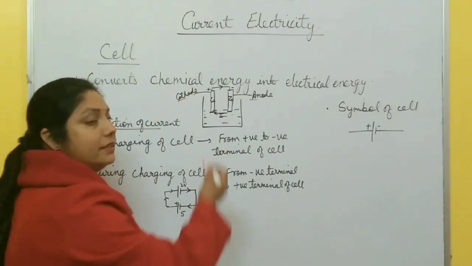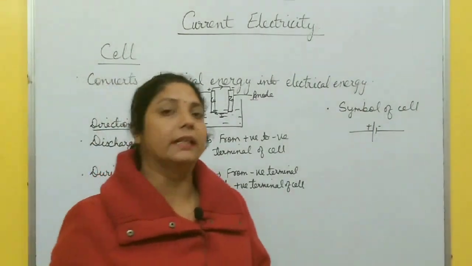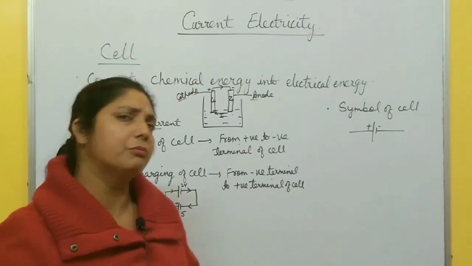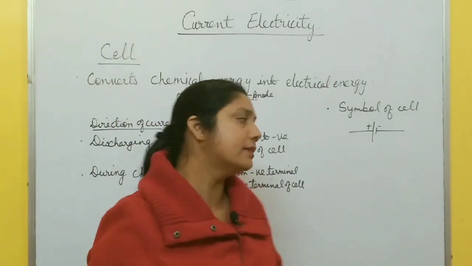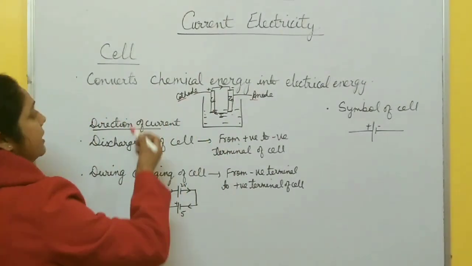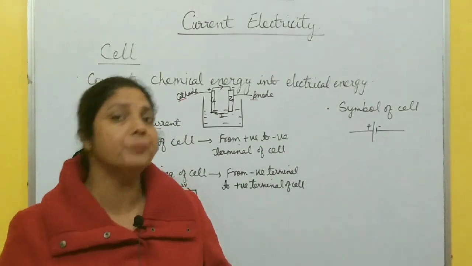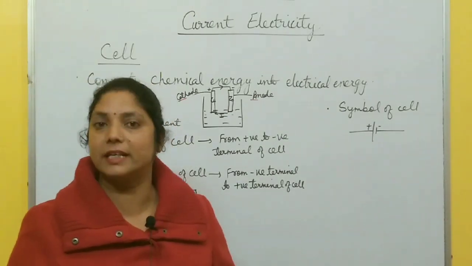Now, next part in this chapter is about cell, then combination of cells, then Kirchhoff's law, other things are there. So, almost more than half part is over, some part is left. So, what is this cell? Cell is actually a device which converts chemical energy into electrical energy. You studied about cell in chemistry.